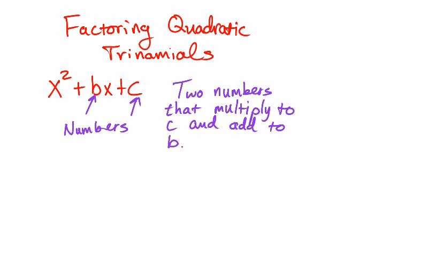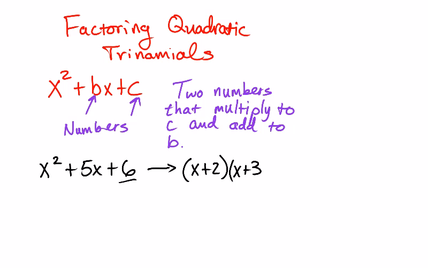So for example, if you were to take x squared plus 5x plus 6 and you wanted to factor that, what you would do first is look at the 6 and ask what multiplies to 6. The numbers that multiply to 6 are either 1 and 6, or 2 and 3. However, only one of those pairs adds up to 5. So 2 and 3 adds to 5, and it also multiplies to 6. And so we put our answer as x plus 2 and x plus 3. And that's pretty much it.